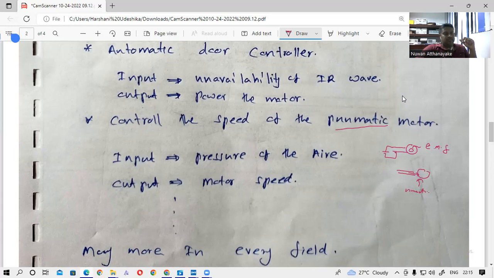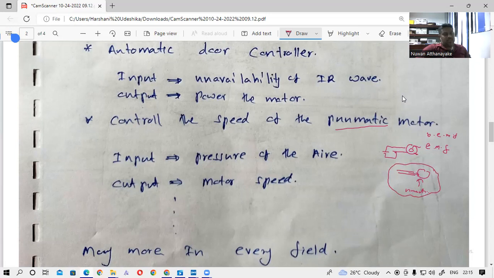But here, if the motor is rotating in a specific direction and some disturbance happens, we call that back EMF. Another electromagnetic force in the opposite direction can be induced here, so it will damage the motor. Because of that, we are using pneumatic ones.